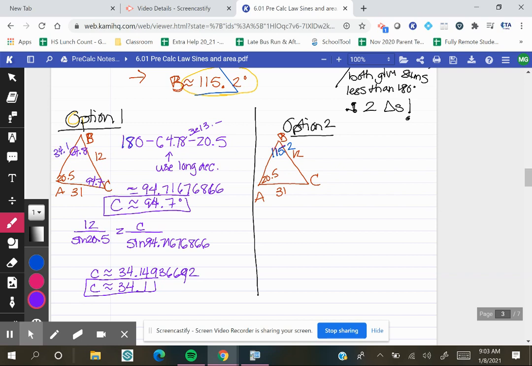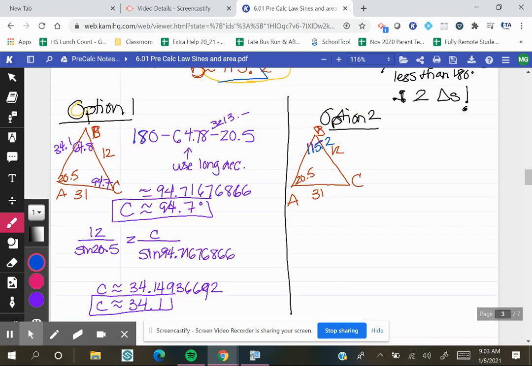And now I've finished solving. I have all three angles, all three sides for option 1. So we're done with that. Now we have to go on to option 2. So we're going to do the exact same thing. So I want you guys to pause the video, but now you're going to do all of that work.